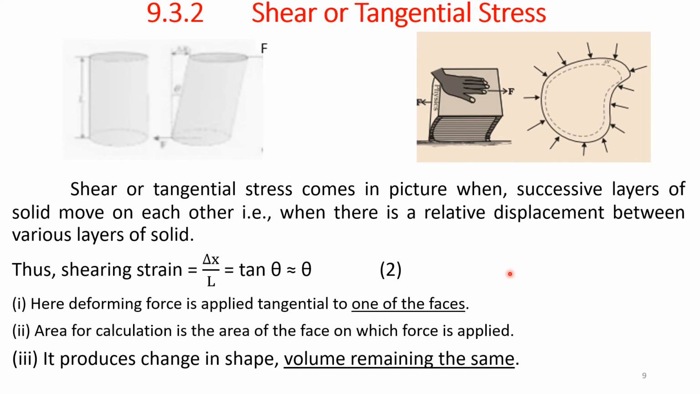So, this pressure, this shear or tangential stress, produces a change in shape, but the volume remains the same. In the case of a book, the volume remains the same, and there is another case, in the third case, where it is subjected to so much pressure, the volume also remains the same, but there is a change in the shape.